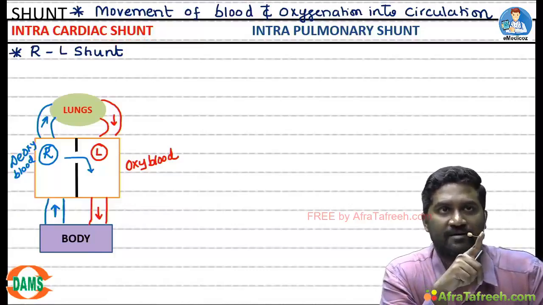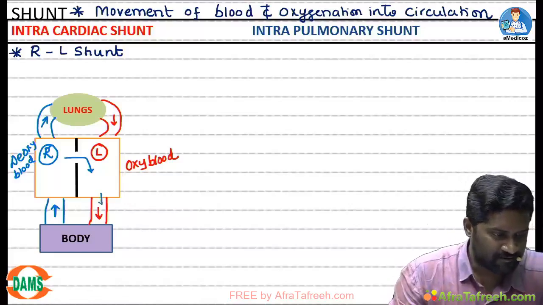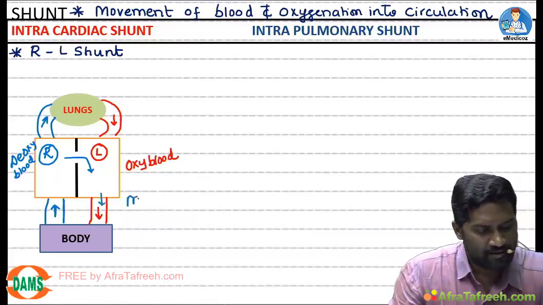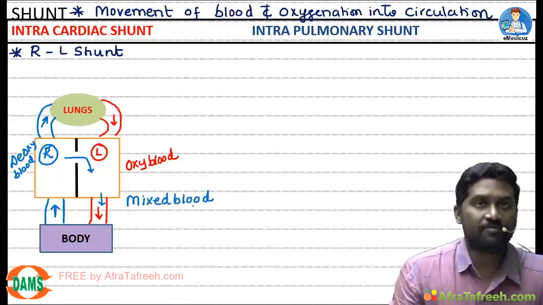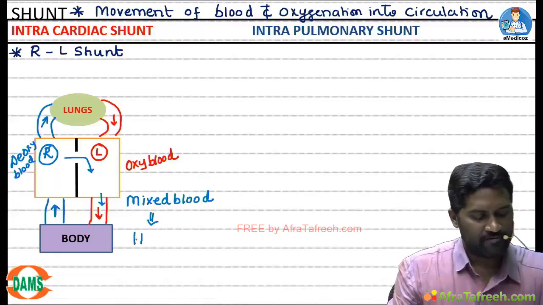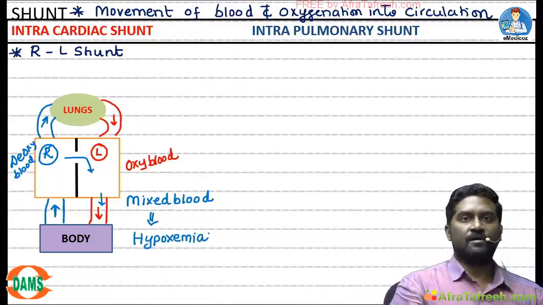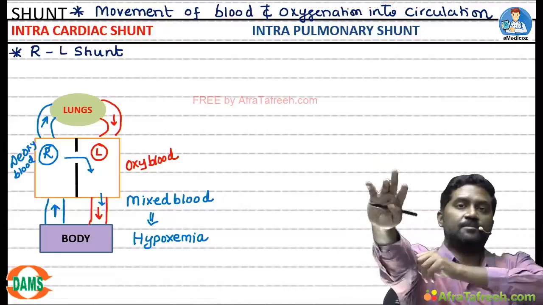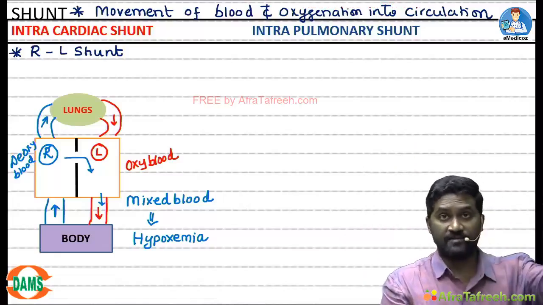So what does right heart contain? It contains deoxygenated blood. When it goes into the left heart, it will mix with the oxygenated blood. So the end result will be mixed blood. Now tell me students, mixed blood, is it good blood or bad blood overall? It is also bad blood, and this mixed blood cannot carry oxygen properly, so there will be hypoxemia. So ultimately this patient will be having less oxygen and he will come to the emergency department with less SpO2.